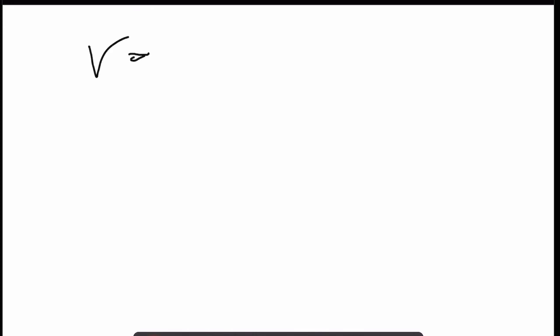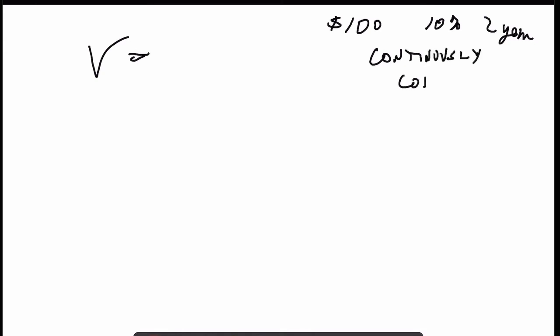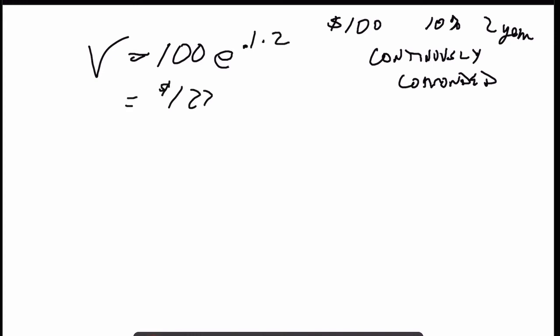continuously compounded. So if I have $100 at 10% for 2 years, continuously compounded, right? I'm going to have 100 times e to the 0.1 times 2, which is 122.14.